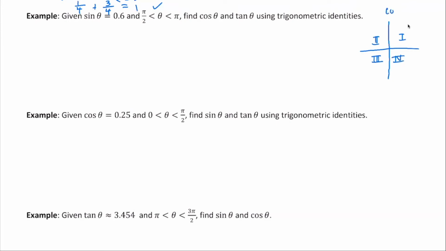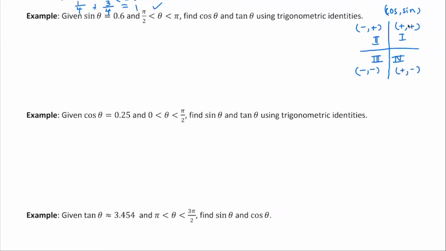So remember, we say cosine comma sine is x comma y. In quadrant 1, they are both positive. In quadrant 2, cosine is negative, sine is positive. In quadrant 3, both sine and cosine are negative. And in quadrant 4, cosine is positive and sine is negative. We also remember that tangent is just the quotient of these. So in quadrants 1 and 3, tangent is positive, and in quadrants 2 and 4, tangent is negative.